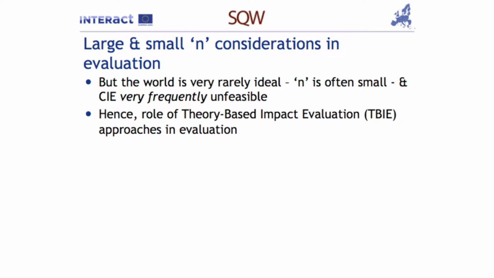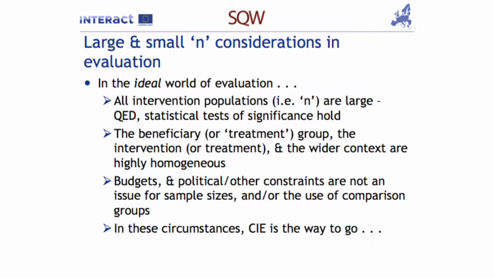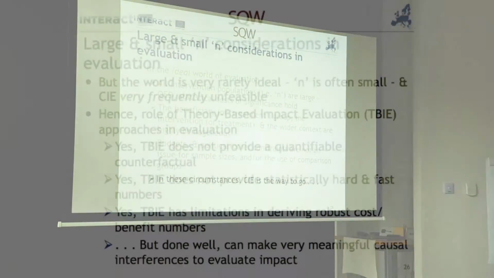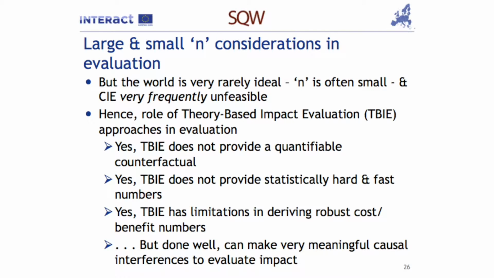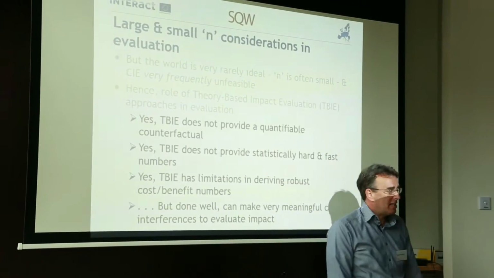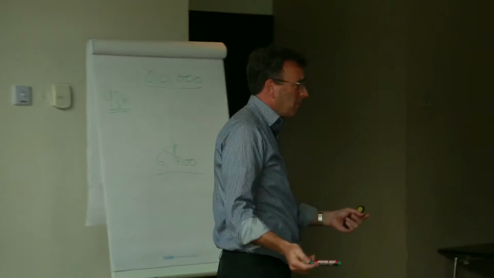So let's just be clear what we're saying. When we have all of these things in play, large population, large beneficiary group, homogeneity apart from the intervention, we've got no restrictions on budgets, no restrictions on data, no restriction on the politics, in all those ideal situations, counterfactual impact evaluation is the way to go. But the world isn't like that, therefore we have to fall back on what we call these theory-based approaches. And there is a view that somehow counterfactual impact evaluation is really the best, and this theory-based is a bit second class, a bit shabby.